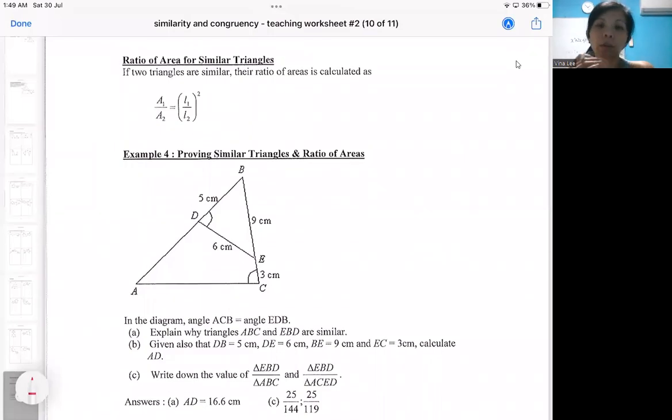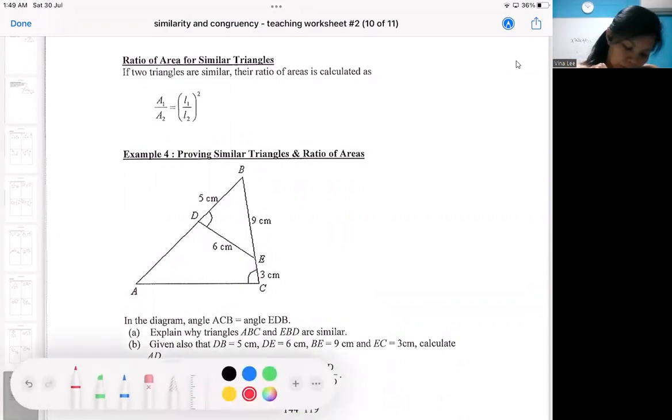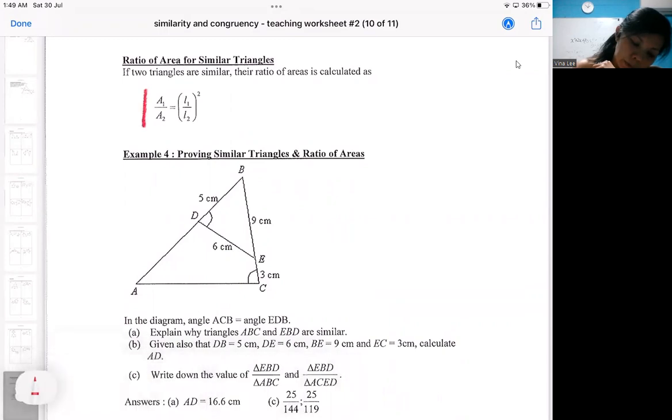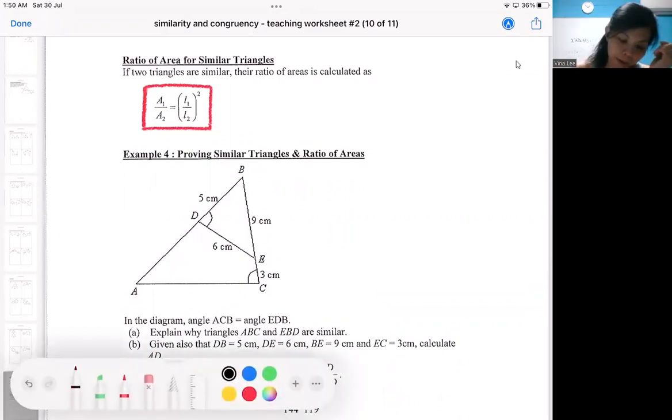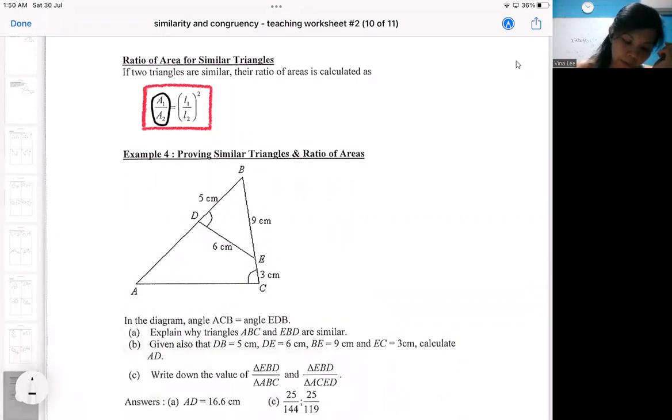So now we progress to finding the ratio of two areas. This is going to be a brand new formula. This brand new formula is based on the assumption that the two triangles are similar. This is the part where we call the area ratio, and this is the part where we call the length ratio.